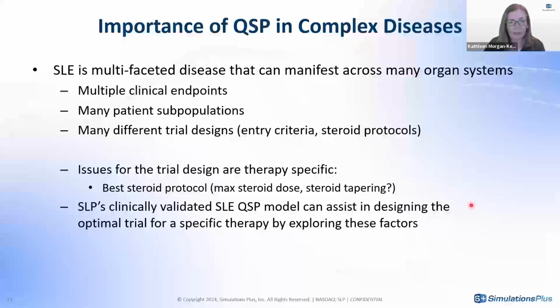Issues for the trial designs are specific to the therapy: best steroid protocol, best max steroid dose, or should we target steroid tapering? SLP's clinically validated SLE QSP model can assist in designing the optimal trials for the specific therapy, exploring these factors.